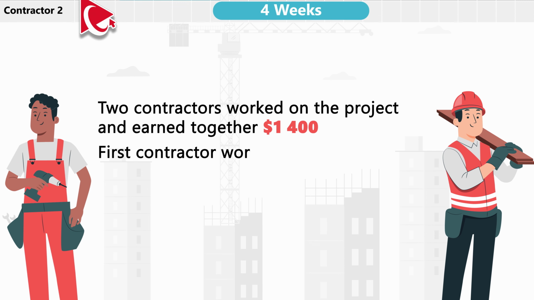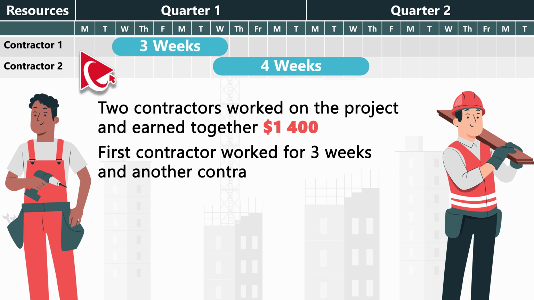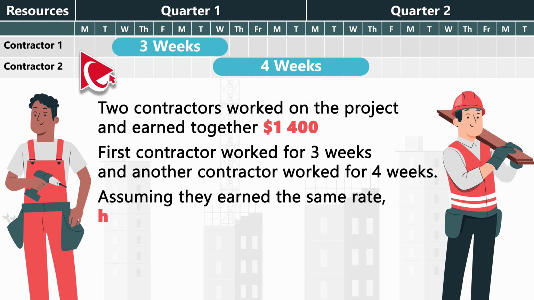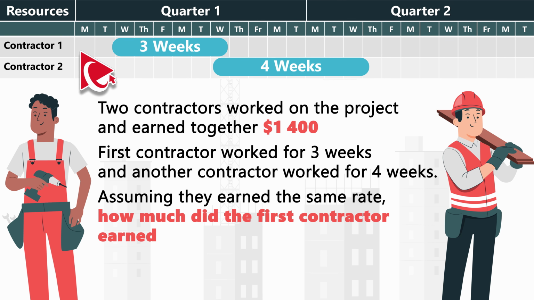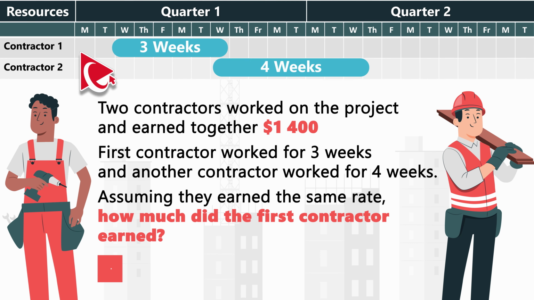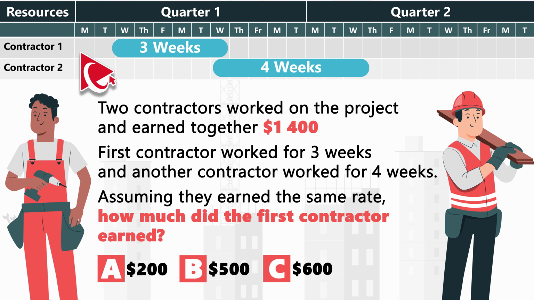The first contractor worked for 3 weeks, and another contractor worked for 4 weeks. Assuming they earned the same rate, how much did the first contractor earn? You need to calculate and select the answer out of 4 possible choices. Choice A, $200, choice B, $500, choice C, $600, and last but not least, choice D, $900.